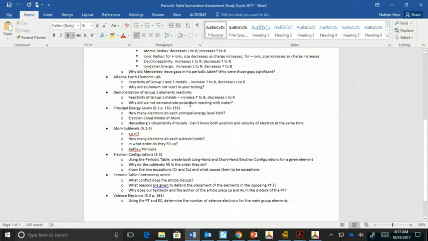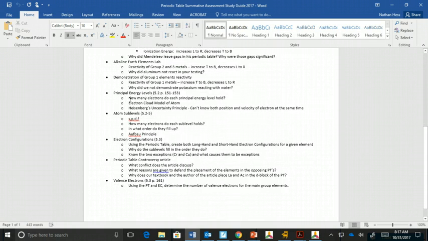Demonstration of group 1, we talked about those, and again, we did not demonstrate potassium because it is very reactive in the water, and we didn't want to blow the school up, as much as you all might have enjoyed that. Our principal energy levels, how many electrons does each principal energy level hold?